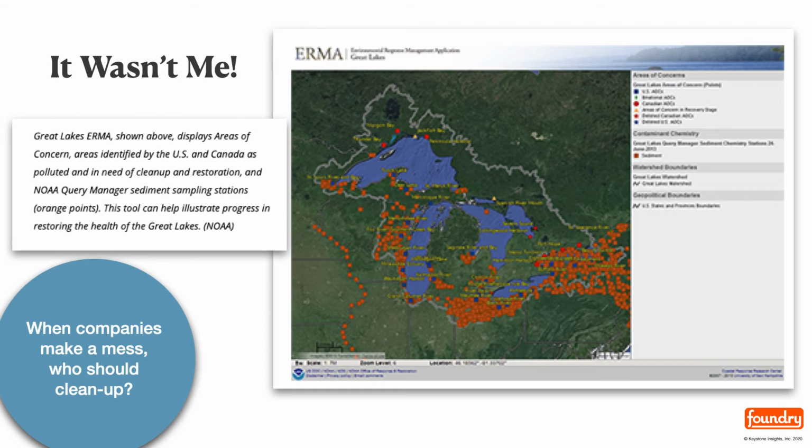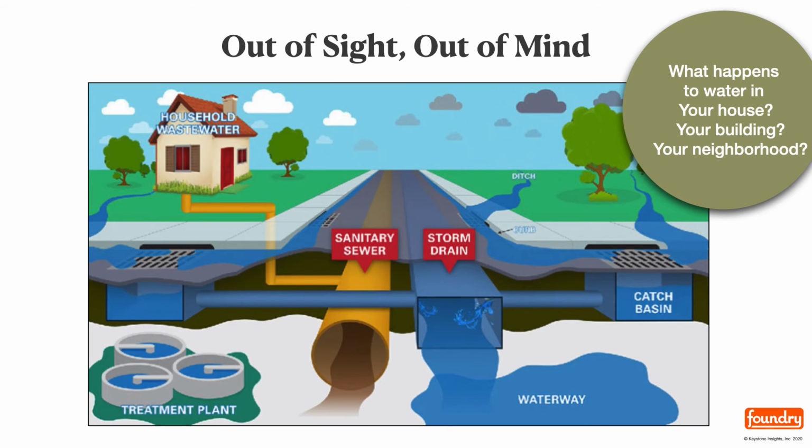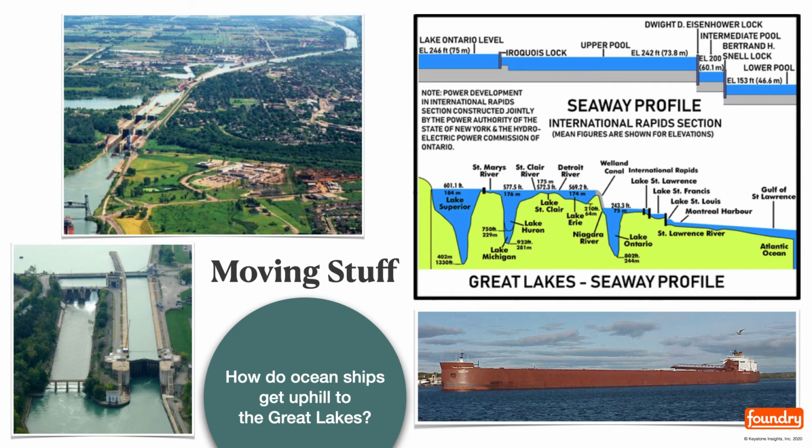Real trouble. Or what about the companies that pollute? Who should clean up the mess? This is the mess around the Great Lakes. Or should we share the water? What about the people who don't live on the Great Lakes but are nearby? Or what about your house? What happens to the water in your house, your building, your neighborhood? Or what about the Great Lakes and ocean ships that come in? How does stuff get to our cities? It's uphill.